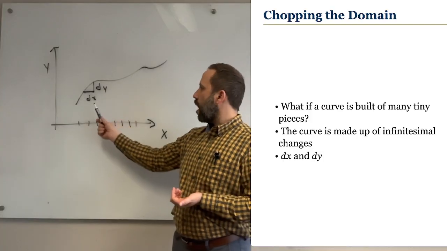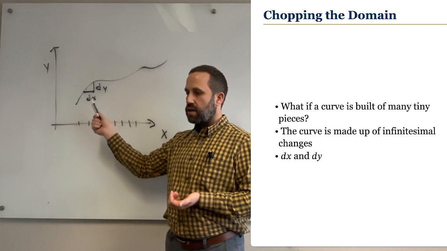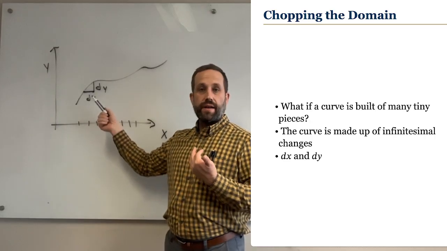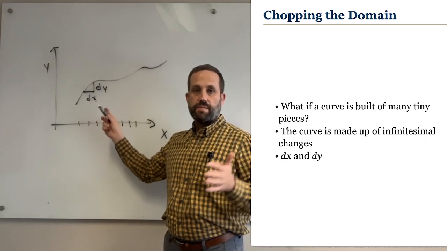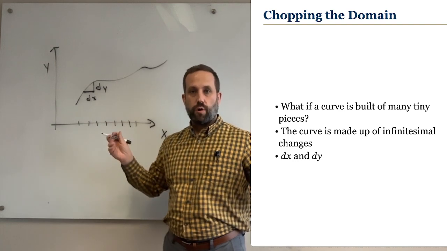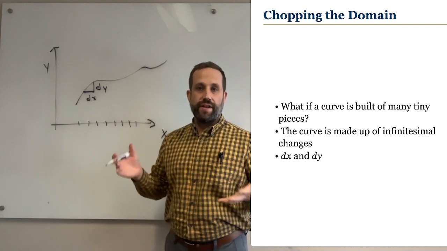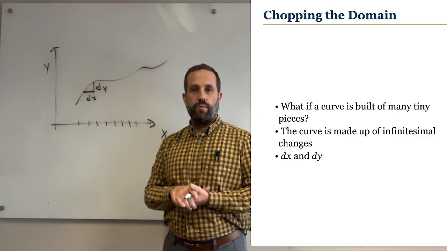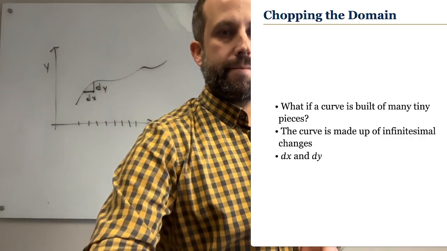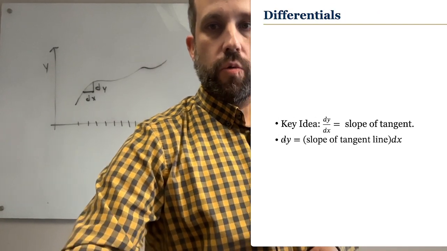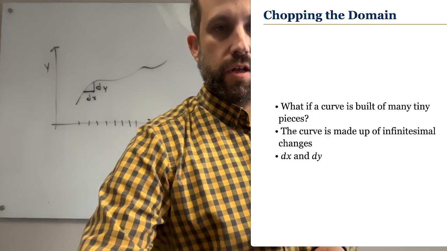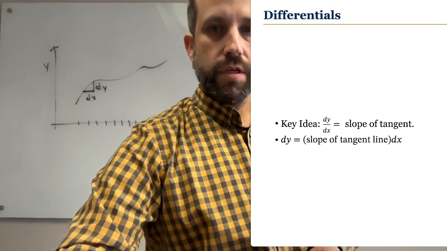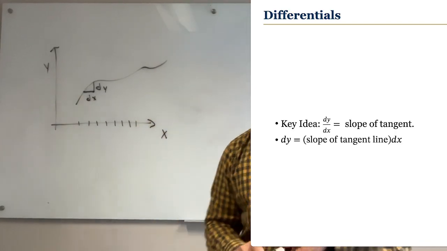Nowadays we probably would call these delta x and delta y, but again, we're thinking about these as being infinitely small. So we're going to chop up the curve into infinitely many pieces. That's the idea behind what's going on here. So what does this allow us to do?